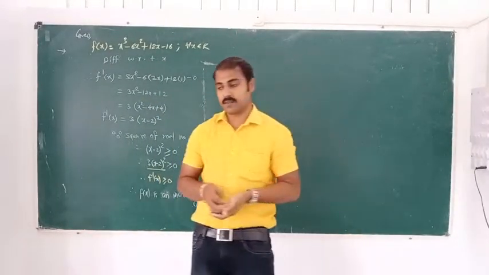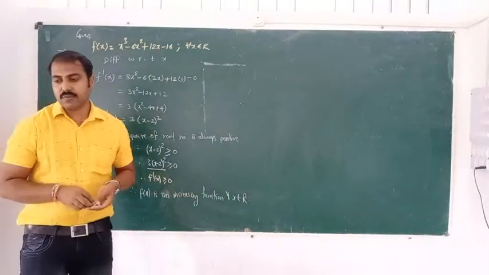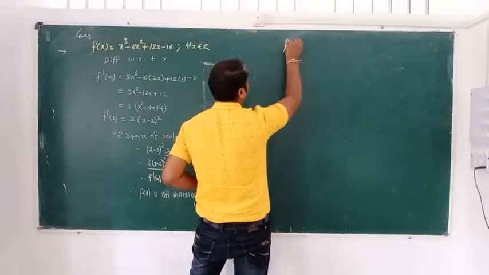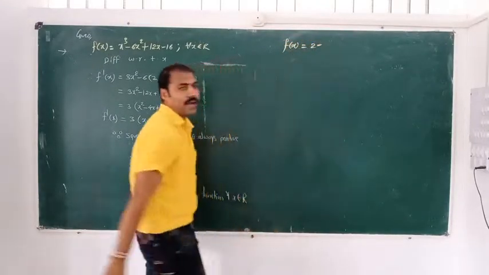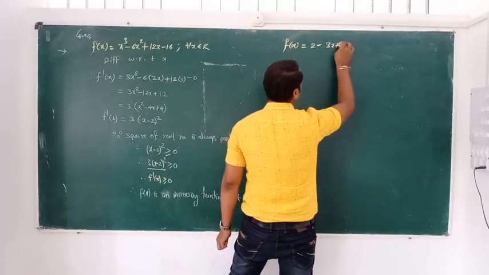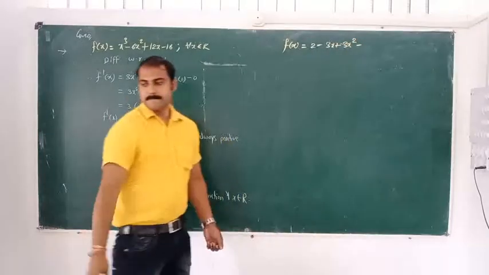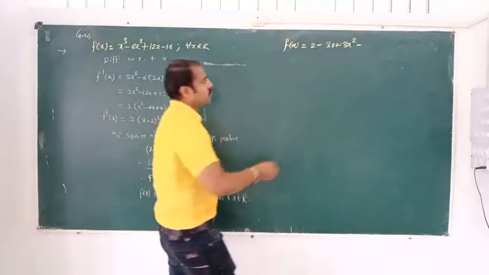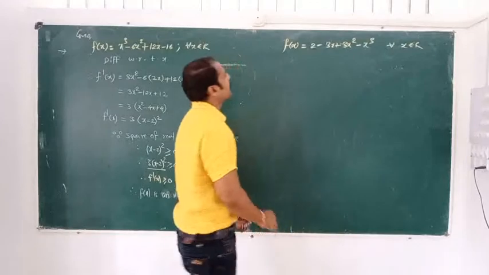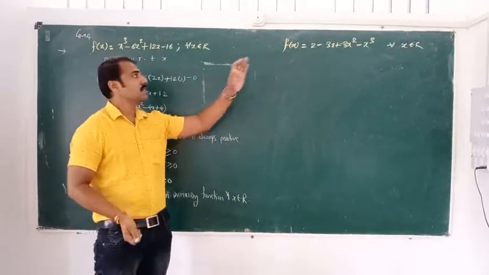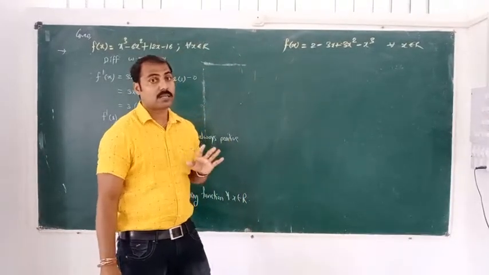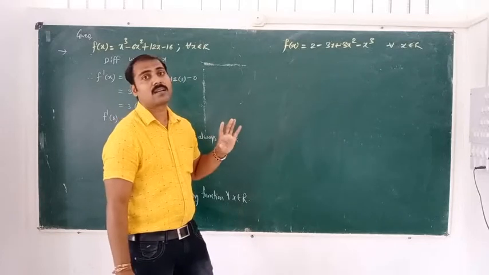Take another example here. Verify whether f of x is an increasing function or a decreasing function, where f of x is equal to 2 minus 3x plus 3x square minus x cube, for all x belongs to R. Here the question is, check if the function is increasing or decreasing.